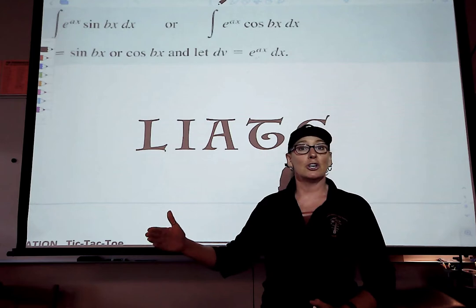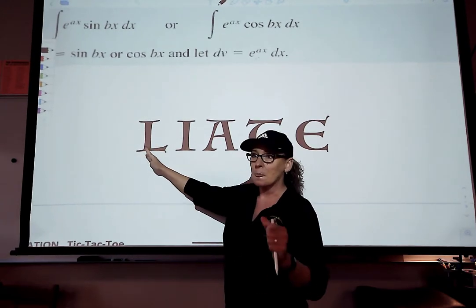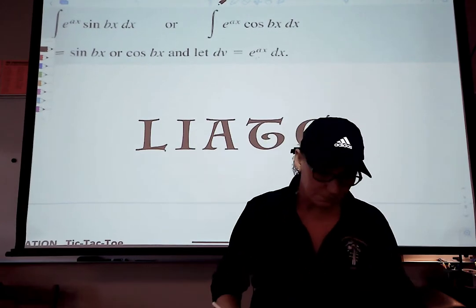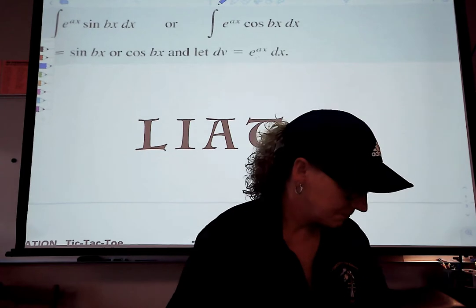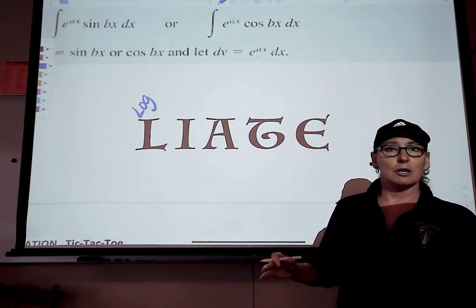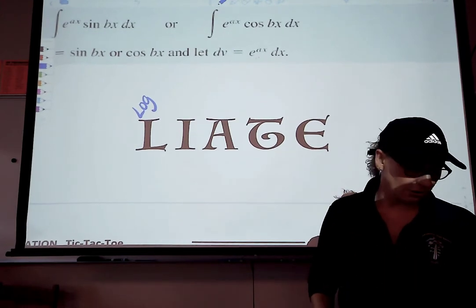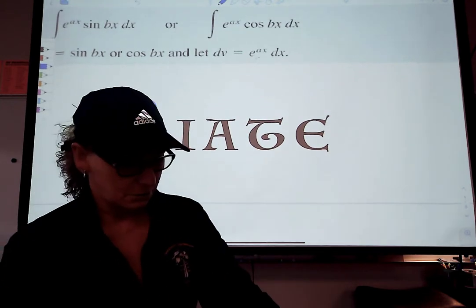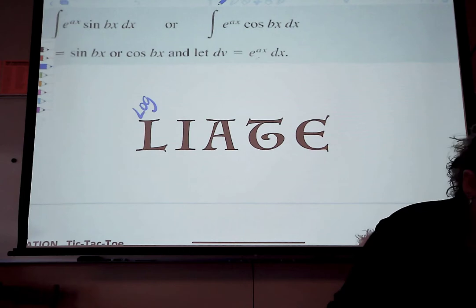When choosing a u, if you have this type of function, let that be your u. If you have this type of function, let that be your u. Now here's what they are. The L stands for logarithms. So that's going to be your first choice in picking a u, any kind of logarithms. Your next one is going to be inverse trig.